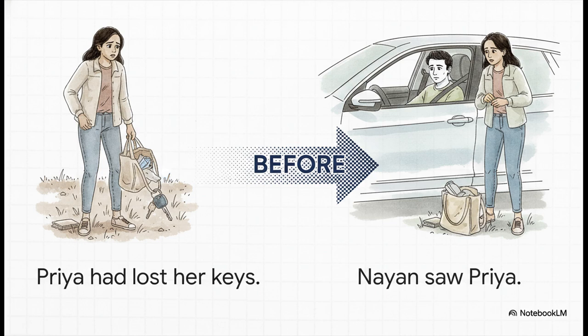We know that Nayan saw Priya. That's a past event. But before that happened, something else had already occurred. Priya had lost her keys. This action happened in what you might call the deeper past.